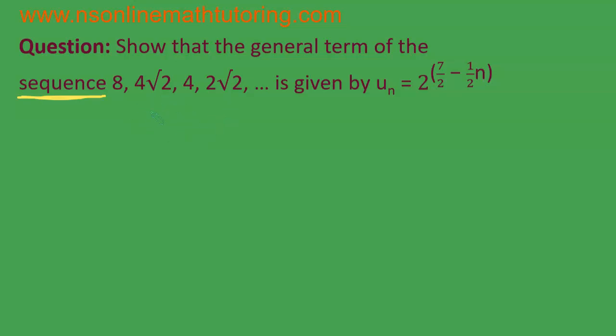So in this case, these are the first 4 terms given: 8, 4 root 2, 4 and 2 root 2, dot dot dot. This is an infinite sequence and the general term or the nth term is given by 2 to the power of 7 over 2 minus half n. This has to be proved. Okay. So, obviously, u1 is equal to 8, whatever sequence it is, it doesn't matter. The first term is equal to 8. I can safely write u1 is equal to 8. For that, I do not have to classify this sequence.